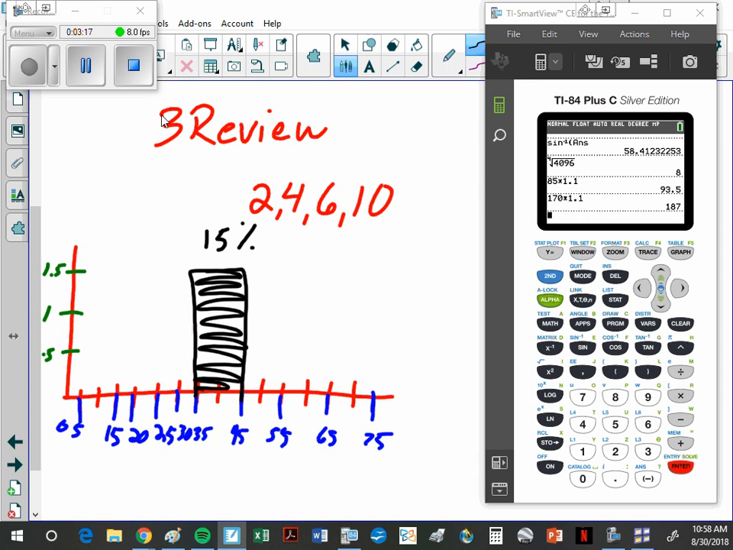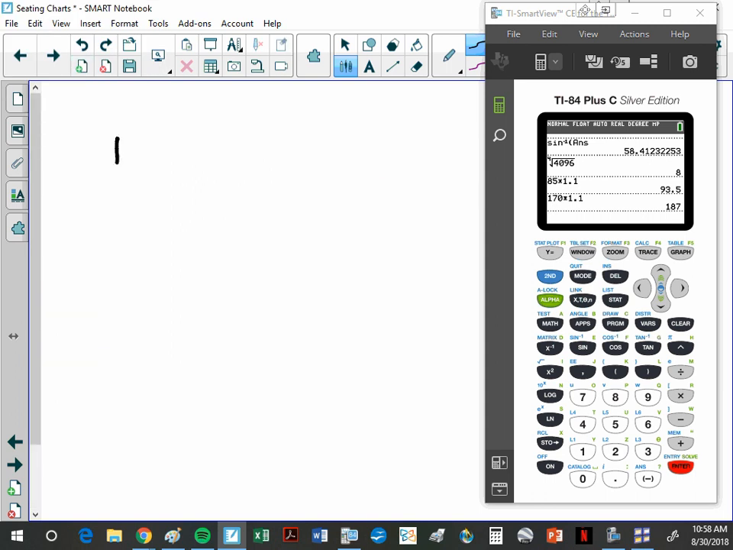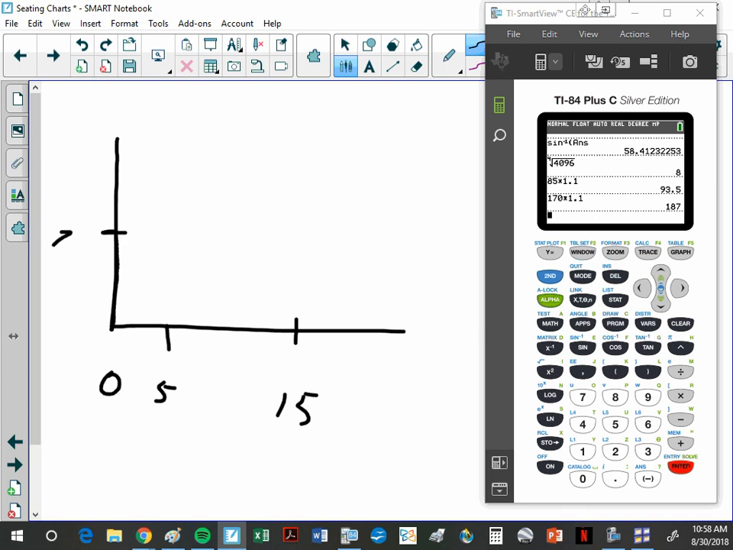Now, what if I don't worry about class intervals? Watch what happens. So 0 to 5 and 5 to 15. What if I graph the 0 to 5 up here at 7? Okay. And then I graph the 5 to 15 up here at 14. Why is that wrong? The red box is 4 times bigger than the black box. But in reality, it should only be twice as big.